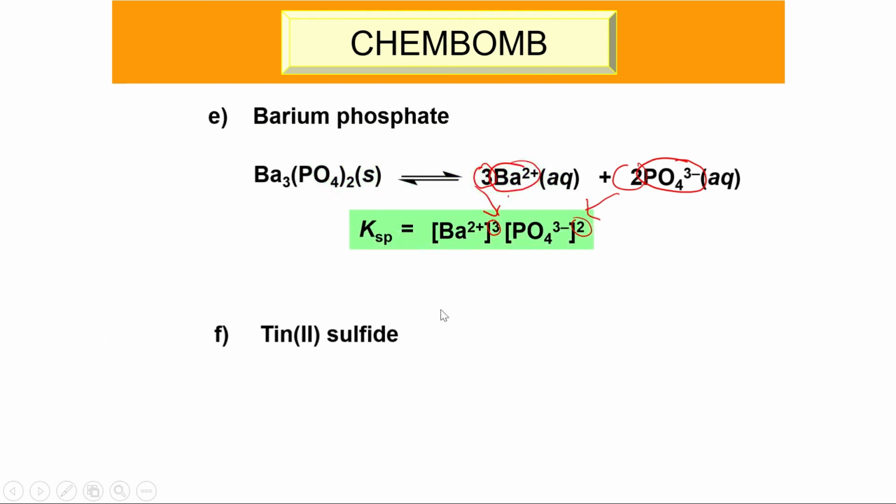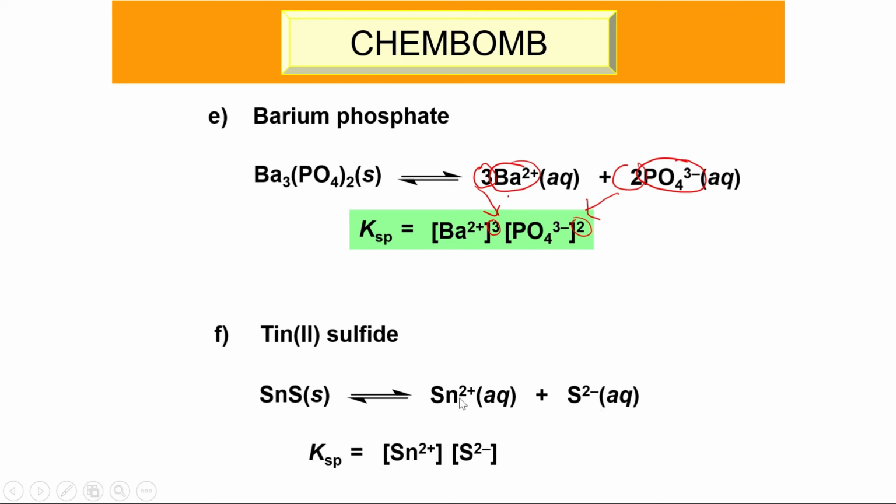Got it? And then we have tin(II) sulfide. SnS, solid, is in equilibrium with Sn2+ aqueous and also S2- aqueous. Therefore, Ksp equals the concentration of Sn2+, this is the ion, times the concentration of S2- ions.